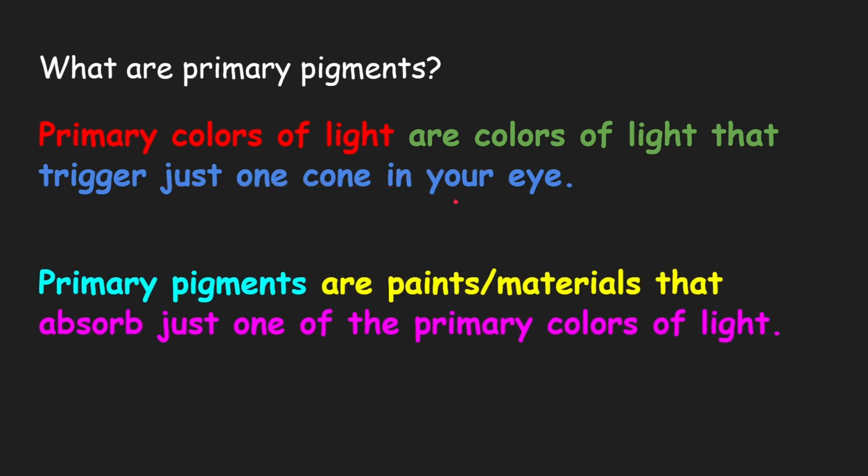Now, primary pigments. Pigments are like paints or dyes in clothing, or in paper or whatever, that absorb just one of the primary colors of light. And those are cyan, yellow, and magenta. The reason absorbing one primary color is key is because most of our lives we spend in white light, meaning light with all of the colors of the spectrum, all the wavelengths. So if we can absorb one of those colors, then we're on our way to controlling what we see.